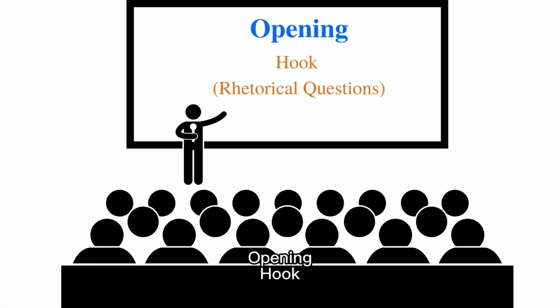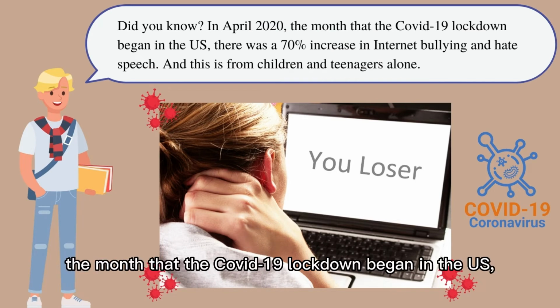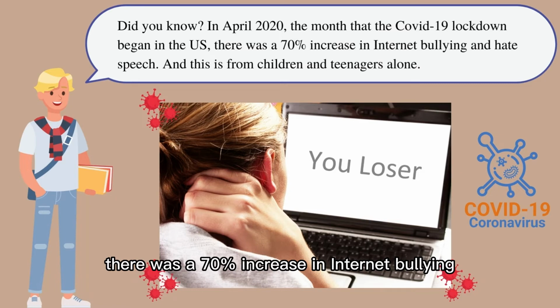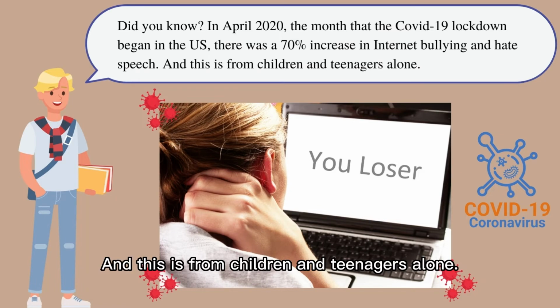Opening. Hook. Rhetorical questions. Did you know? In April 2020, the month that the COVID-19 lockdown began in the US, there was a 70% increase in internet bullying and hate speech. And this is from children and teenagers alone.